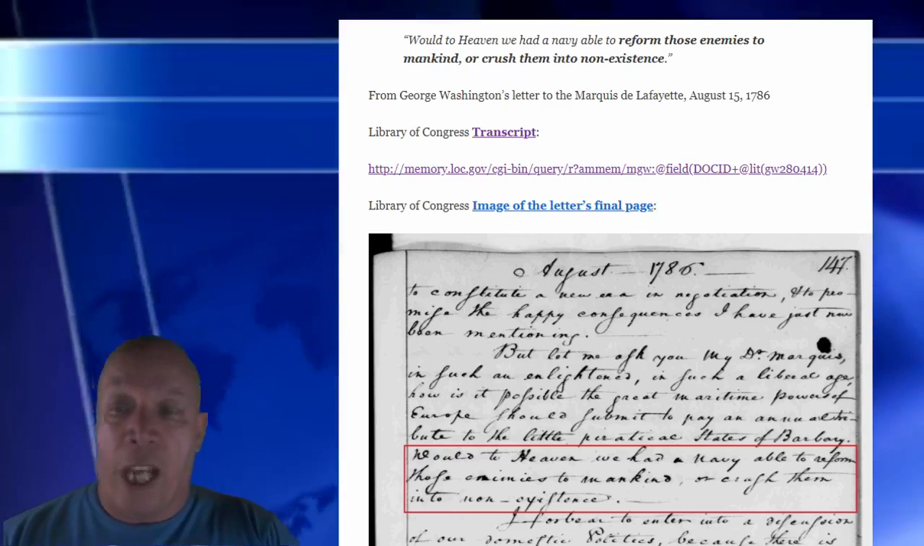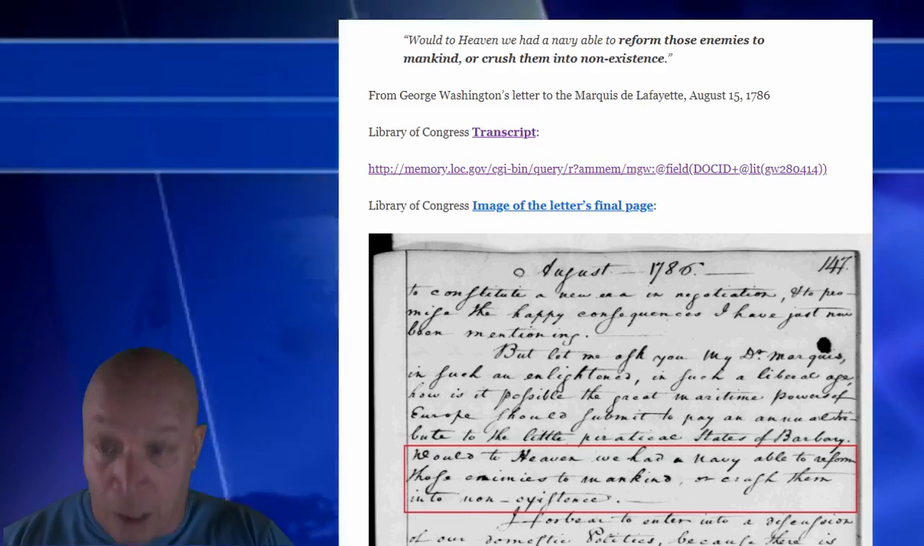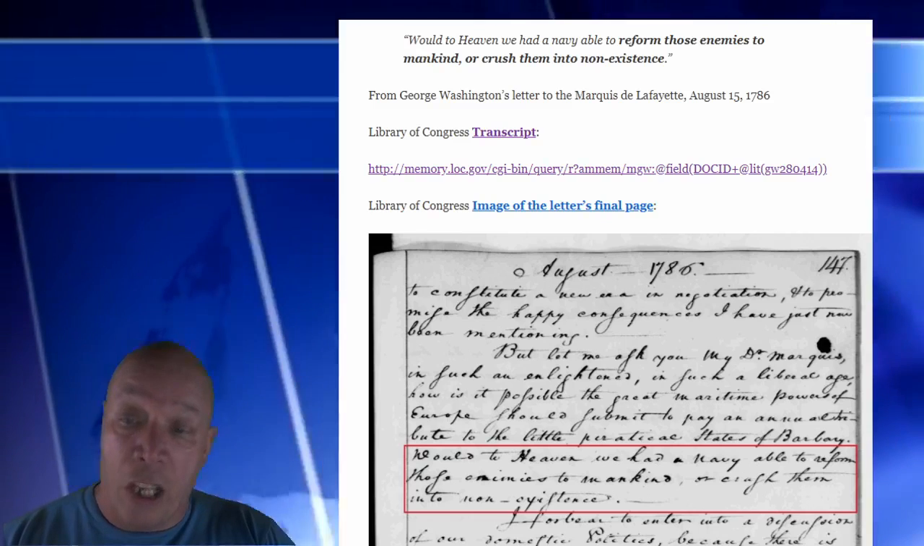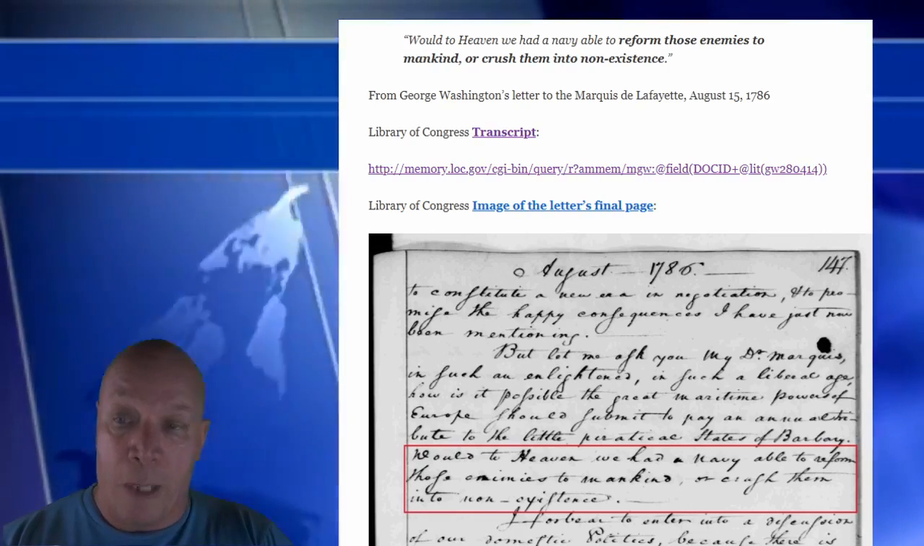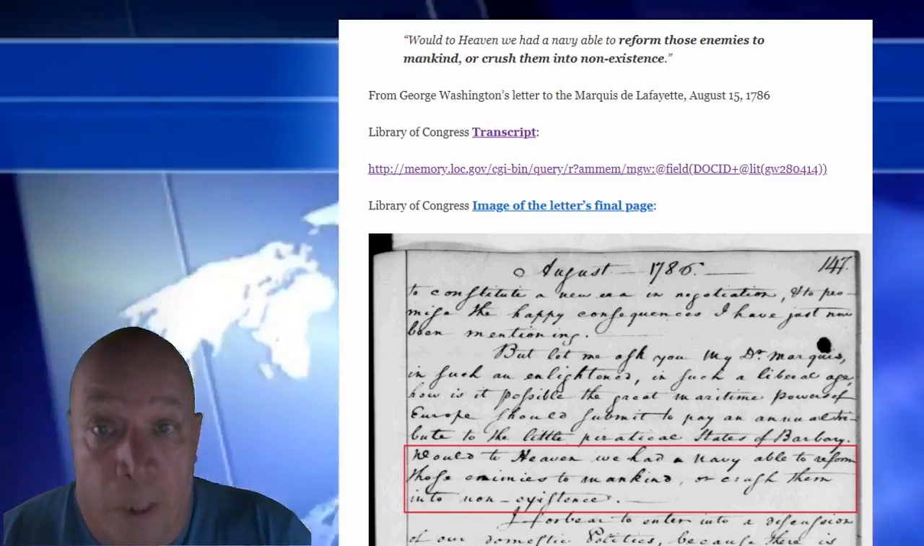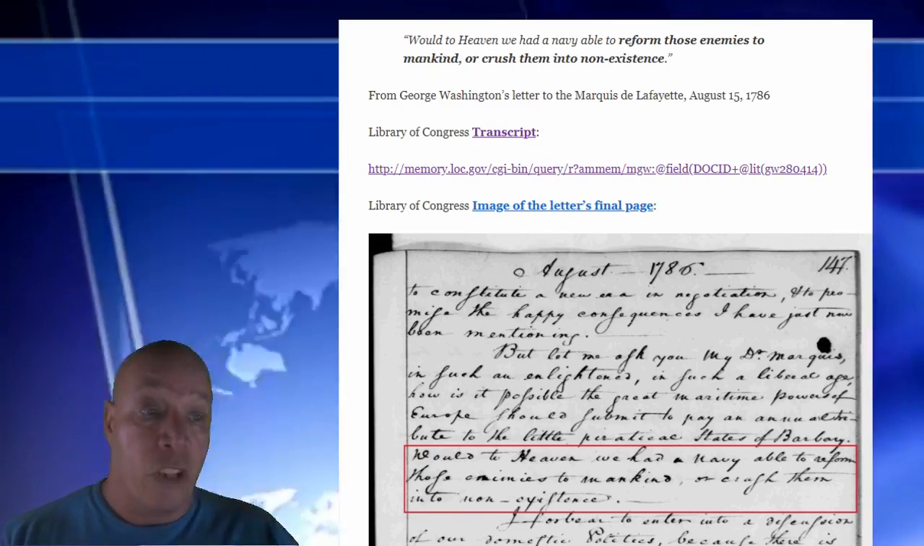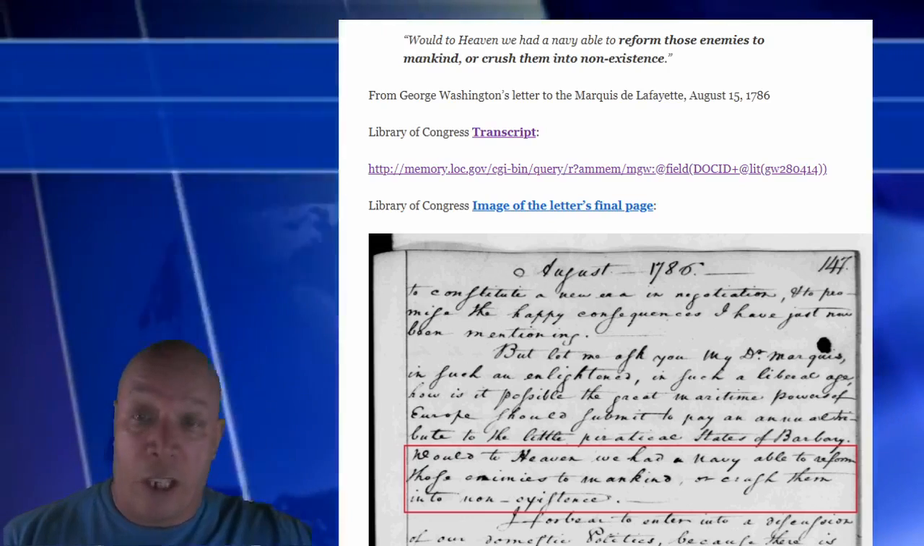He considered them not only the enemies of the American people in the United States, but also the enemies of all mankind. You see here, his resolve for dealing with these people, after research and study by our founders, was, in his opinion, that the best thing to do would be to crush them into non-existence. So understand, these are harsh words from our first president of the United States.